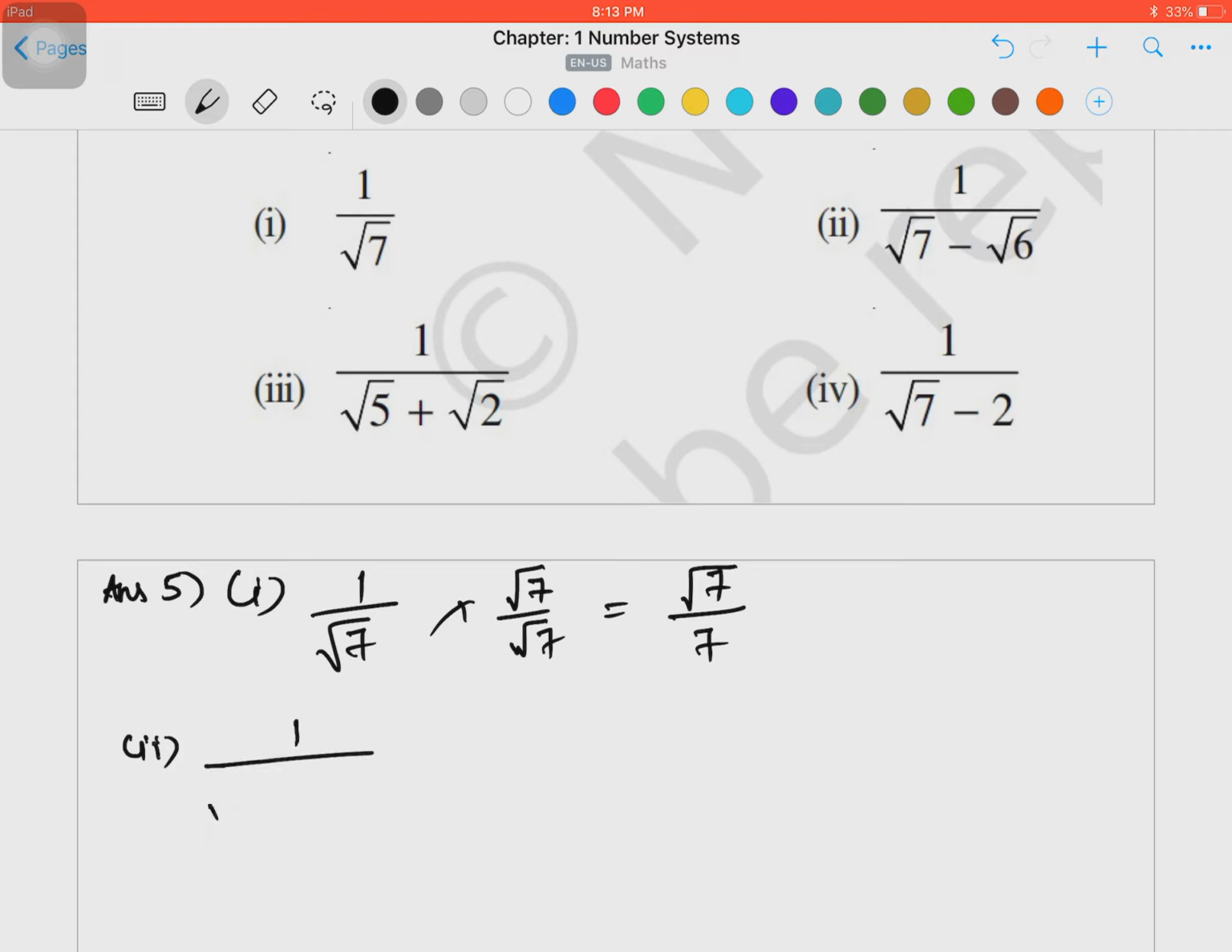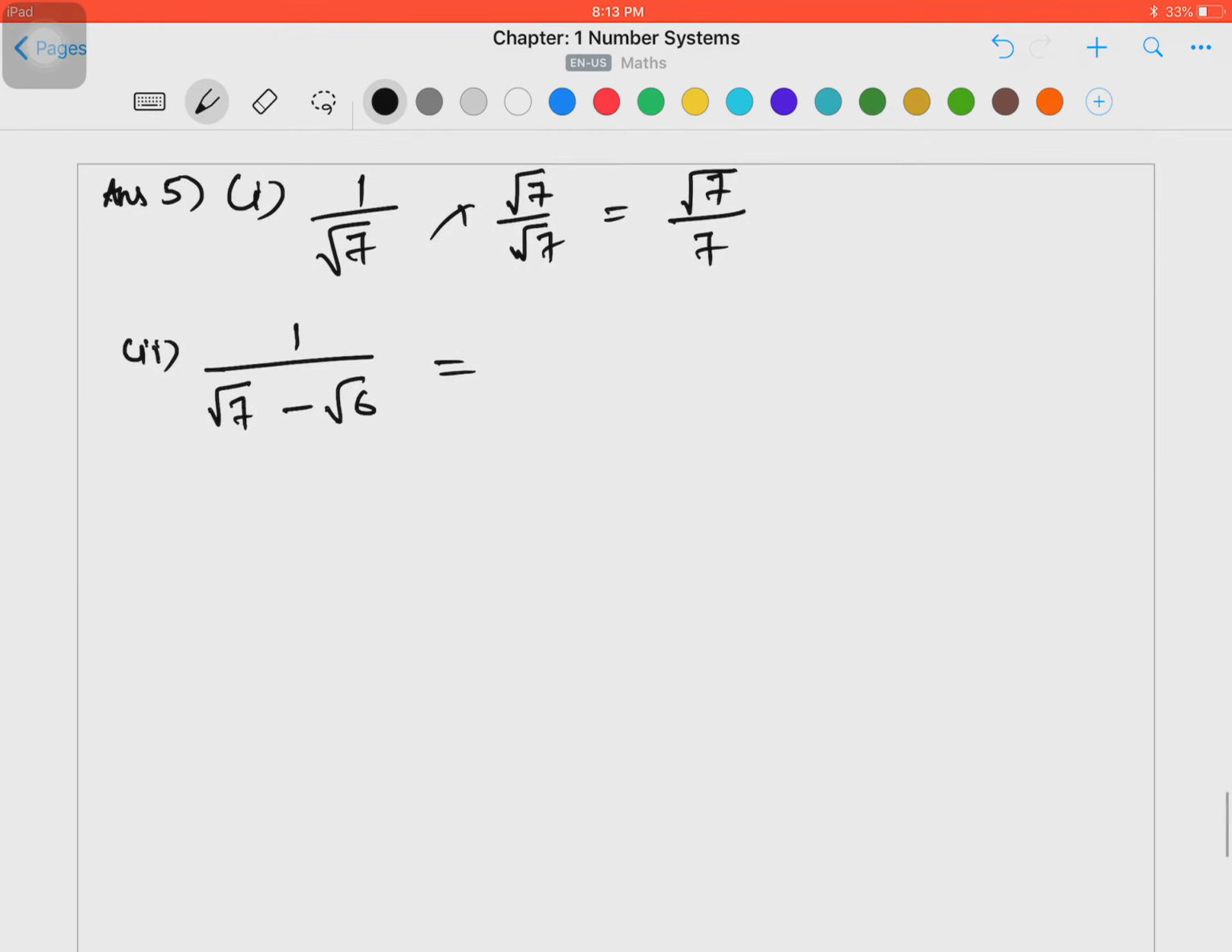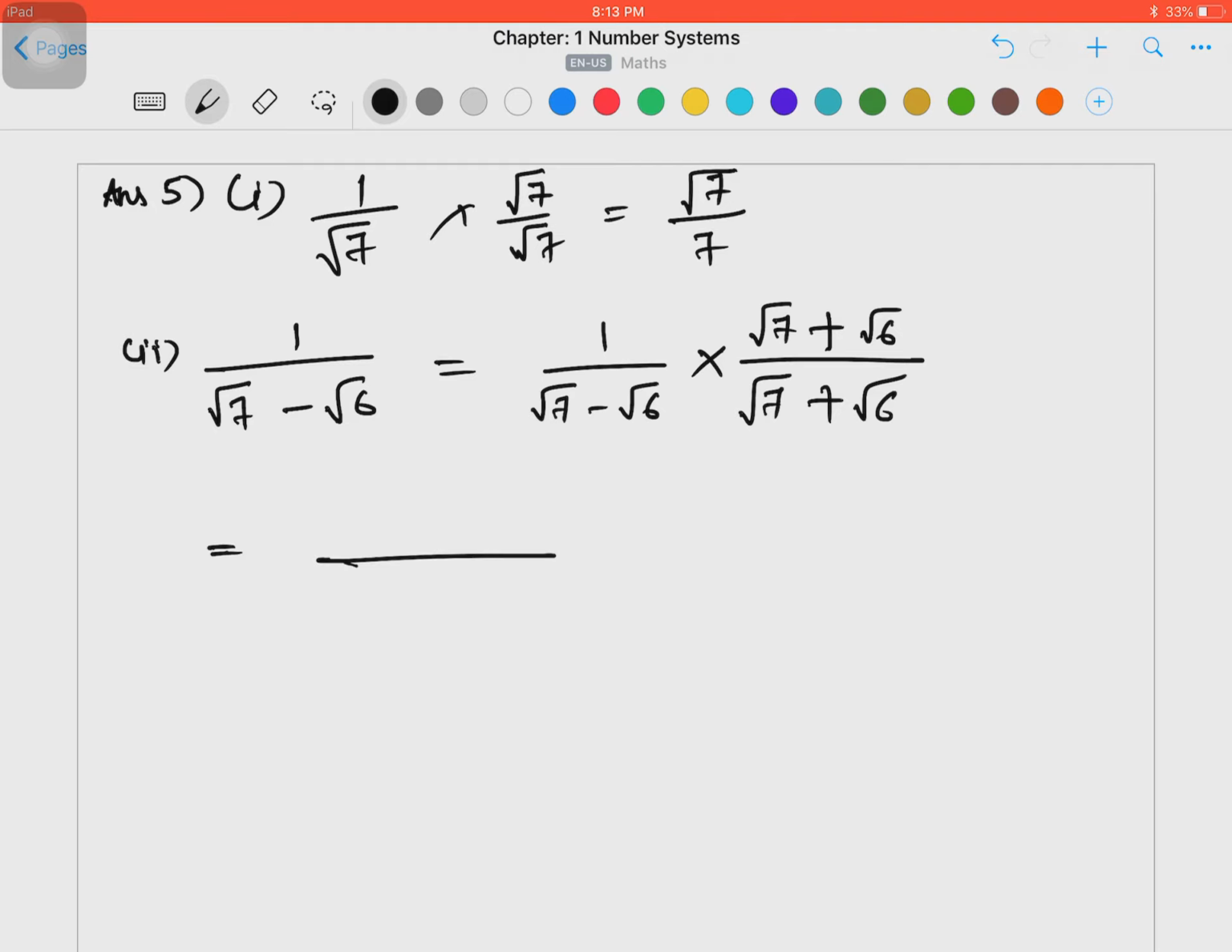Second, we have 1 by root 7 minus root 6. To rationalize this, we'll multiply and divide by the number in the denominator with its sign reversed from minus to plus. So this will result in, from the upper side, 1 into root 7 plus root 6, which will be root 7 plus root 6.